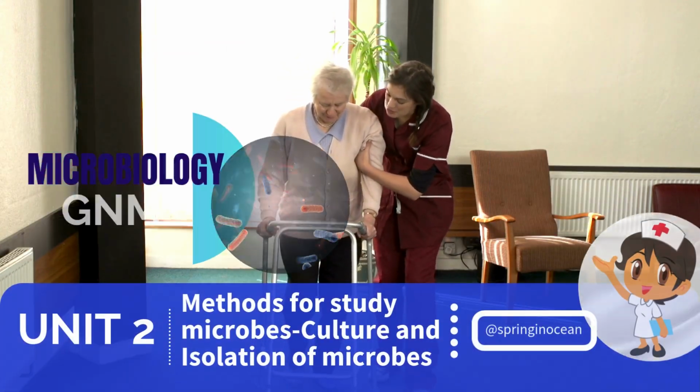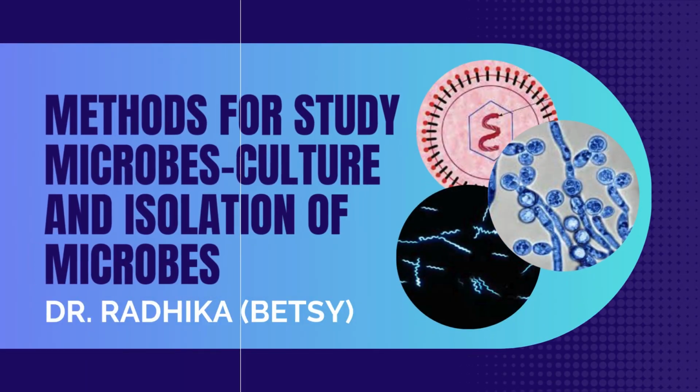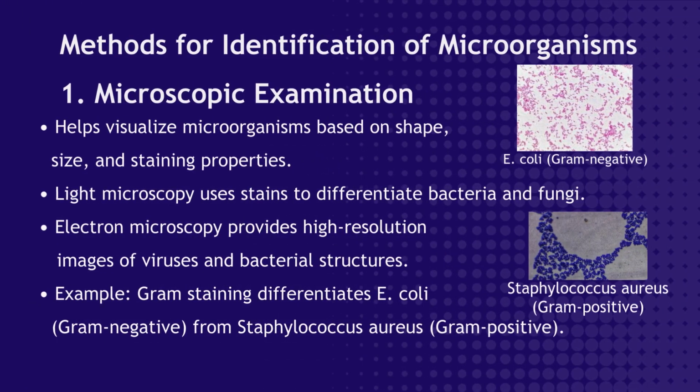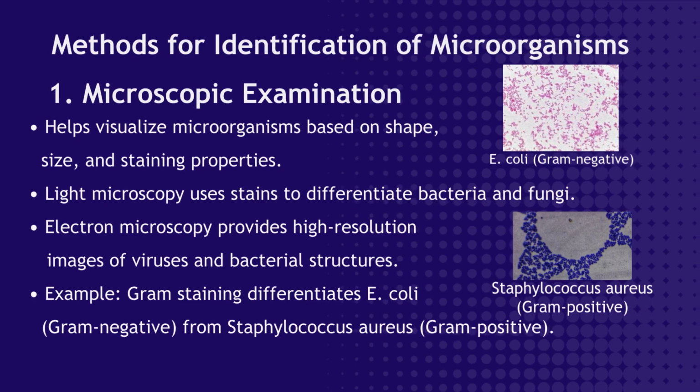GNM Microbiology Unit 2: Methods for Study of Microbes, Culture and Isolation of Microbes, Methods for Identification of Microorganisms. Microscopic examination helps visualize microorganisms based on shape, size, and staining properties. Light microscopy uses stains to differentiate bacteria and fungi. Electron microscopy provides high-resolution images of viruses and bacterial structures. Example: Gram staining differentiates E. coli, gram-negative, from Staphylococcus aureus, gram-positive.